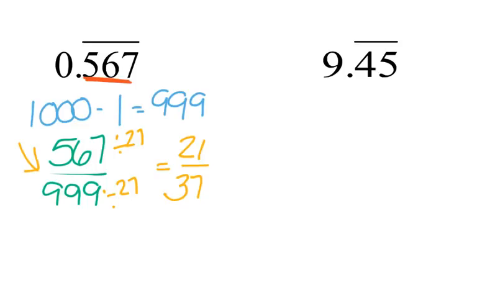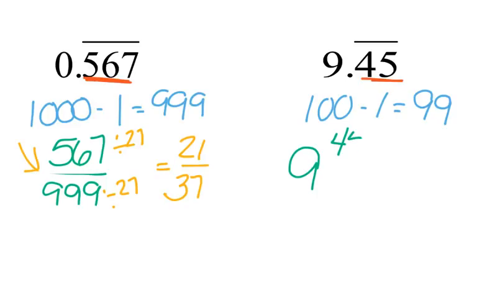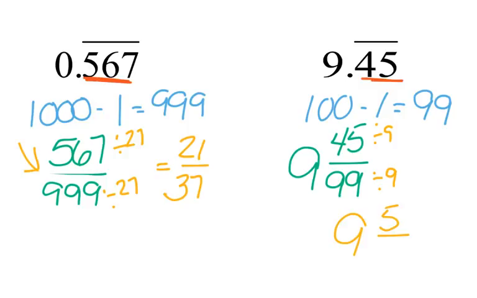This one's a little more complicated because it's got that 9 on there. Okay, so my isolate is 45 hundredths. Then it's hundredths, so I take 100 minus 1 and I get 99. Okay? And then I write my fraction. And don't forget, this one's a mixed number. It's 9 with 45 over 99. I look at 45 and 99. I know they can both be divided by 9. So now my mixed number is 9 and 5/11.